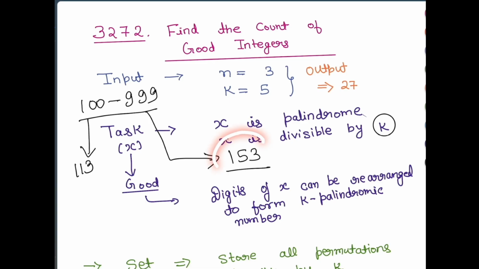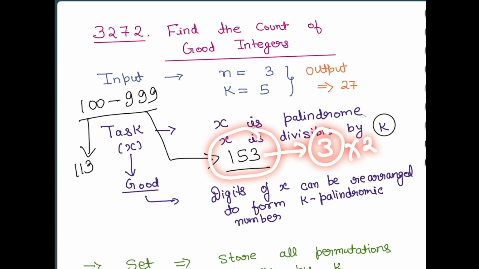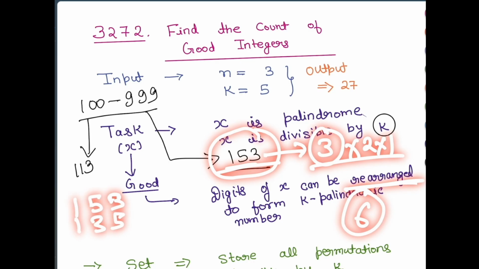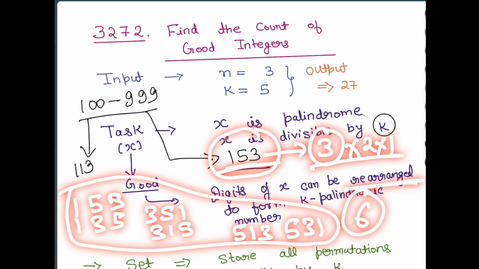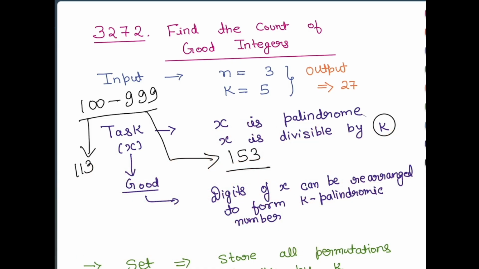So what are the possible permutations for this? First of all, how many numbers are possible with this? We have 3 unique digits, right? So we can form 3 into 2 into 1, 6 different permutations or 6 different arrangements for this number. It can be 153, 135, then 351, 315, then it can be 513 and 531. So we have 6 different numbers which we can form using these digits, right? Now you will have to check for each number, is it a palindrome or not? That is going to be really complex, guys, okay? Instead of that, if we can understand the maths behind this, we can solve it very easily.